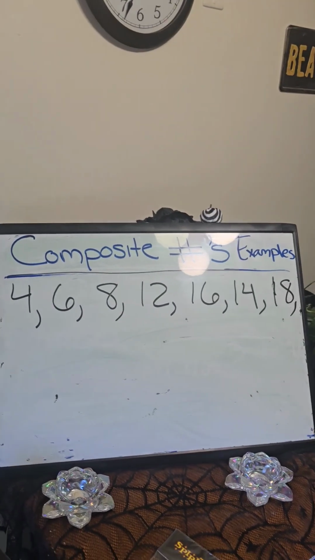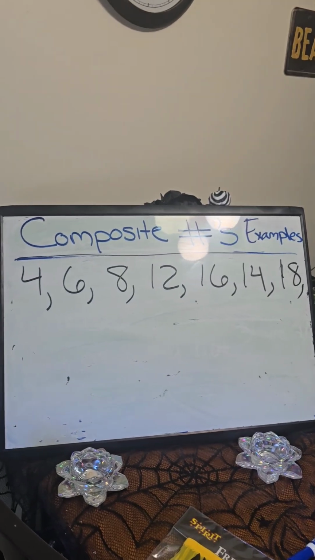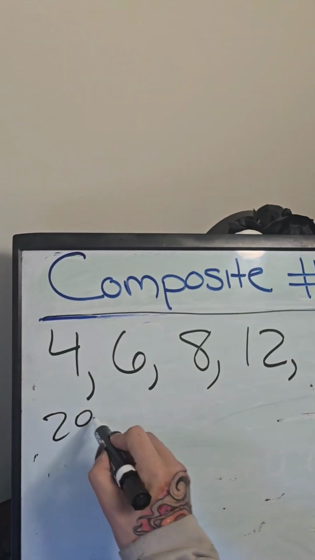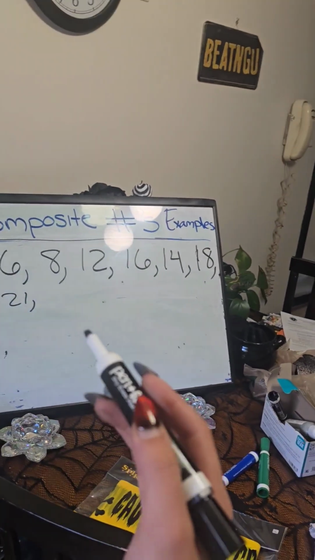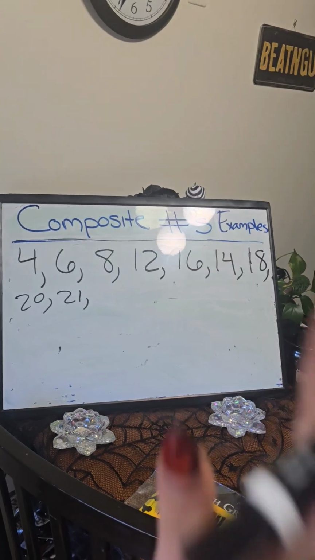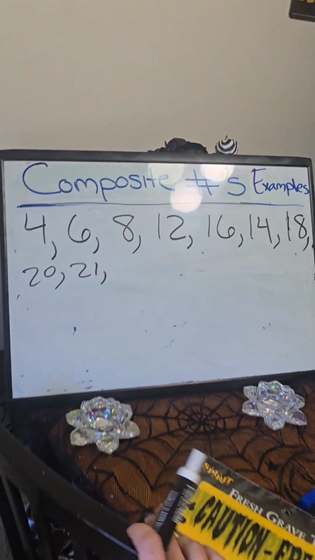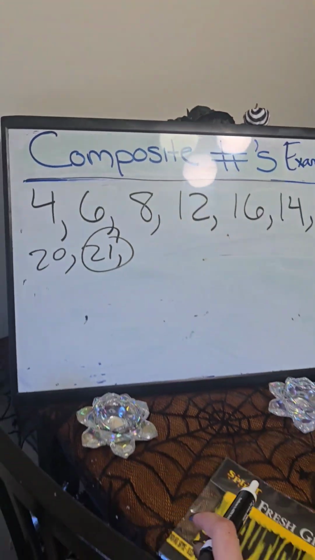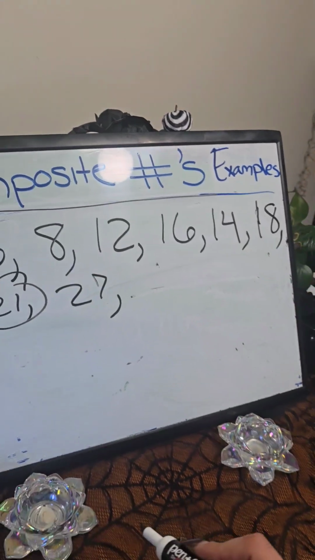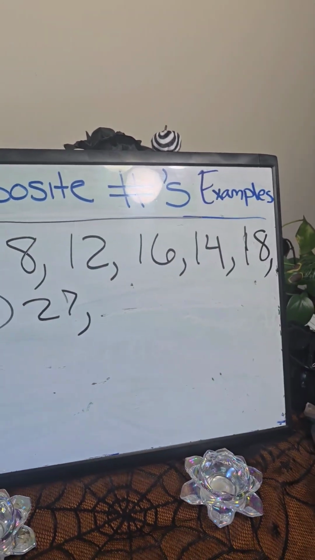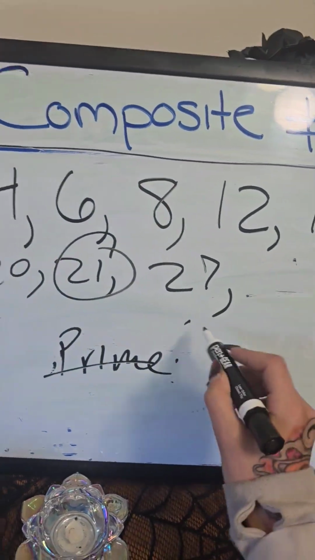Okay, some composite number examples. 4, 6, 8, 12, 16, 14, 18, 20, even 21 is in there. Notice it's not because it's even or odd, okay? Because right here, these are all even numbers, right? But 21's not even, right? You know what else is a composite number? 27. That's a composite.